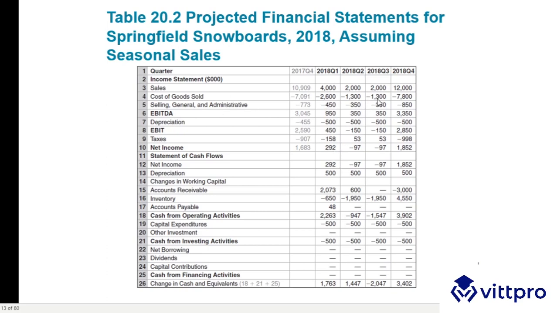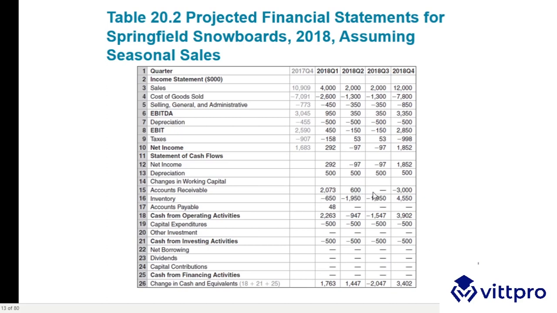This company is preparing on a quarterly basis. You can prepare on a monthly basis as well to understand which month you exactly require the money for. Cost of goods sold and selling expenses, EBITDA, identify the depreciation which is going to be fixed, then EBIT, taxes, net income, and then you will add back the depreciation so that you know. Then you have the changes in the working capital, account receivable. When you have high sales, the next quarter your account receivable will show a positive amount because you are able to recover the money.